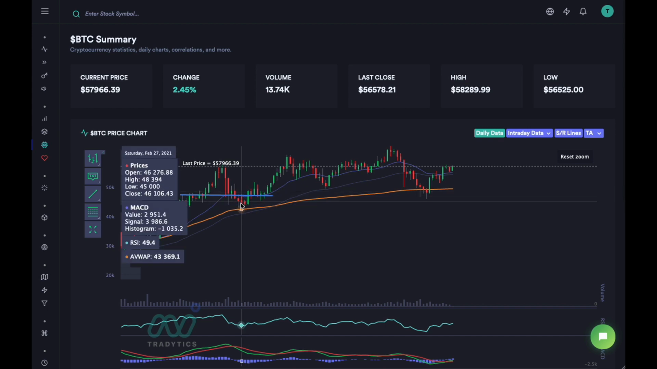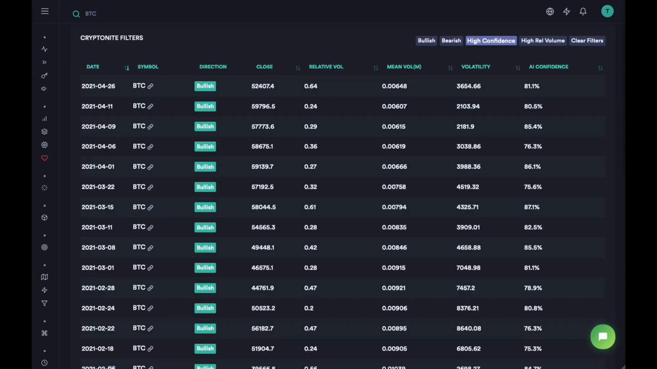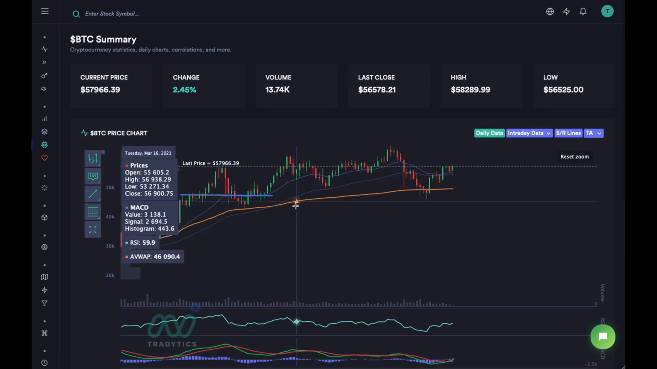So let's see if we had anything around February 26th. We can actually see that we did have a high confidence prediction for BTC on February 28th, which was right at this support. So this would have been a perfect entry. So you always want to find confidence of different factors before you go in.